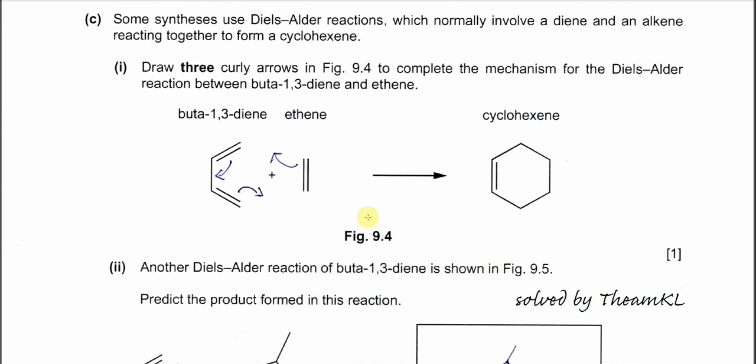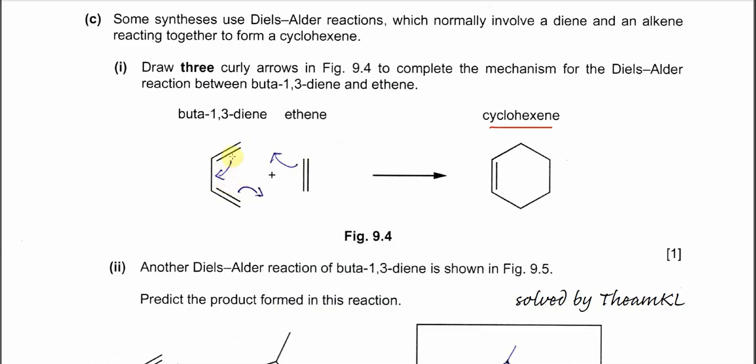Okay, part C. This question is not really that difficult. You just need to draw the correct curly arrows to show the bond formation and bond breaking. The product is already shown, cyclohexene. So how do we form cyclohexene from buta-1,3-diene and ethene? It's quite easy. First you need to put one arrow, and it's better to start from this buta-1,3-diene.